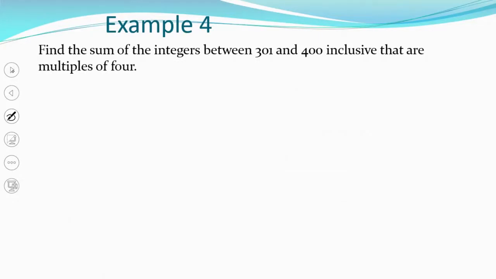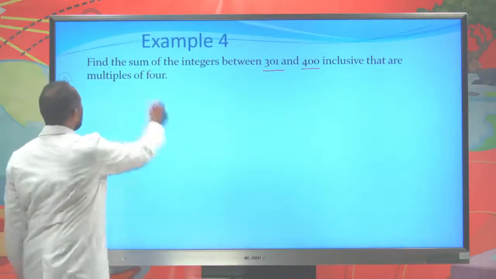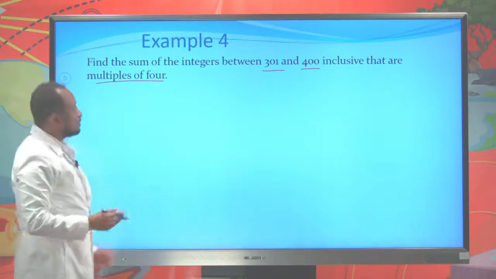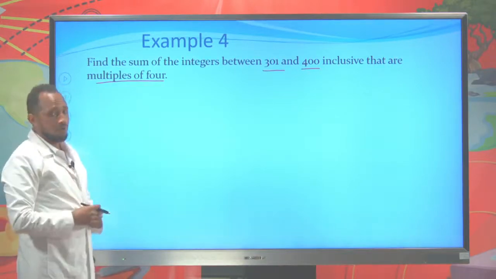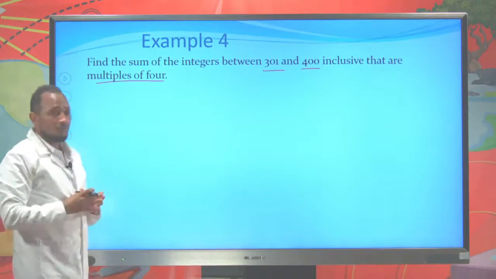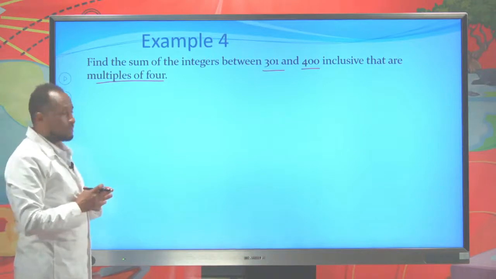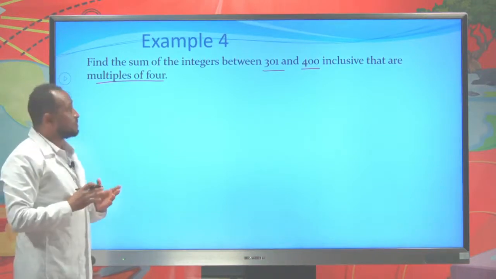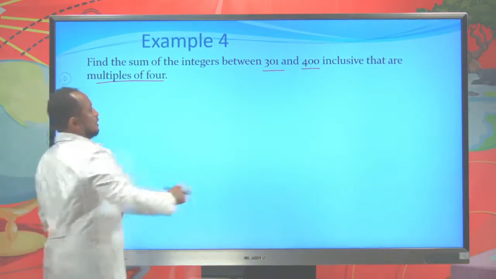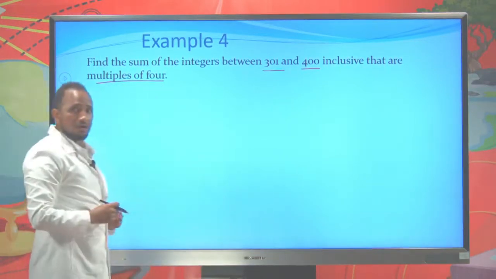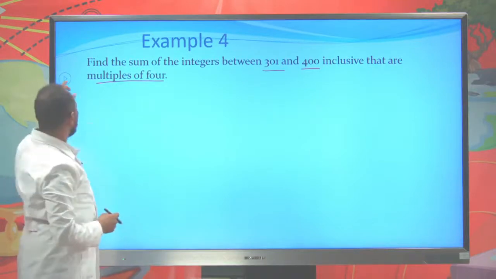Example 4. Example 4 says here, find the sum of the integers between 301 and 400 inclusive that are multiples of 4. That means the numbers which are divisible by 4. So to find the sum of this, you have to first list the terms. That means the numbers that are divisible by 4, which are found between 301 and 400, inclusive. So let's see the numbers.